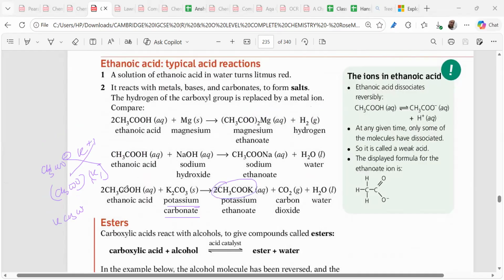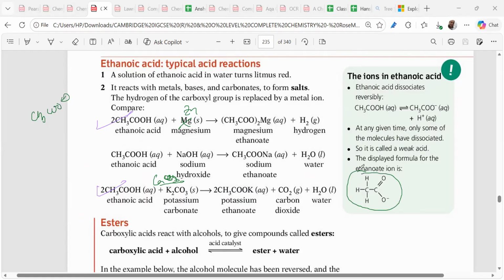Now do one thing. Can you open up your copy quickly? I'm just changing the question. I'm taking zinc, giving zinc over here. Zinc will be having +2 valency, remember. And here we're taking calcium carbonate, CaCO3. What are the things we're getting? We told that this is CH3COO minus, and H plus.